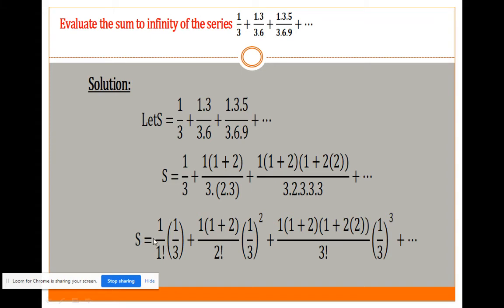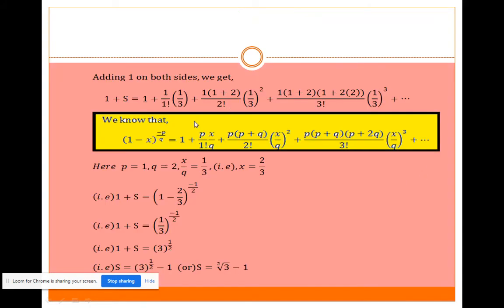So you try this question by yourself, same as the previous question. Same model only, just try. By adding 1 on both sides, you find out, compare with this expansion, bring the answer like this. Okay, you take the values of p, q, x and all, put them in the formula, bring the answer for s. Try.